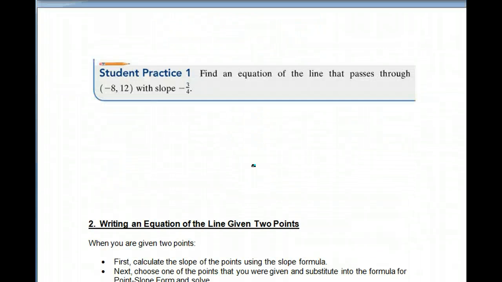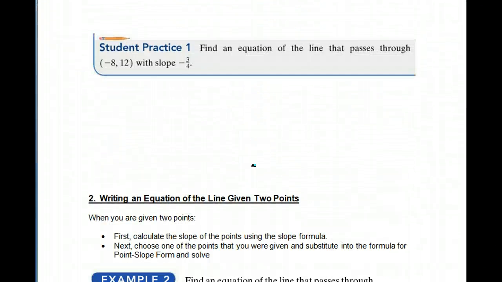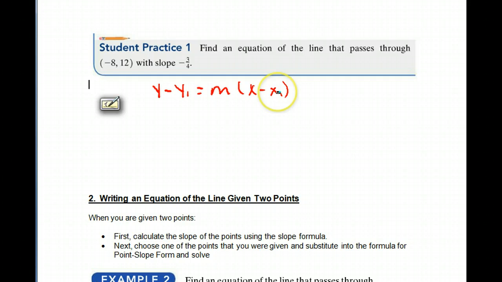So what I would like for you to do at this time is to do student practice 1. Remember, we're using the form y minus y1 equals m times x minus x1 as our equation. That is point slope form. Please pause the recording, plug into the equation, and simplify it down to slope-intercept form. Please press play as soon as you're ready to check your answer.